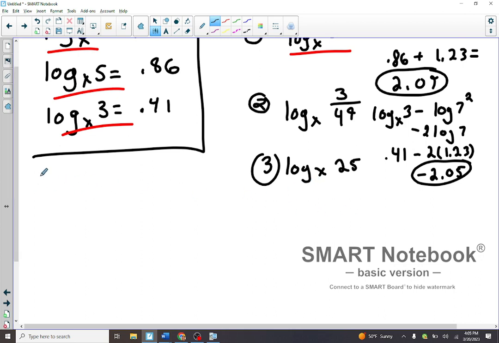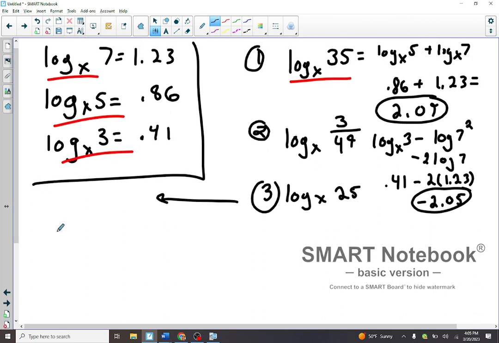Last one, log of 25. I'll do it over here. Wait, no, I have a question. Oh, go ahead. For the 3 over 49? Yes. Do you do 7 times 7? Like, do you do 7 two times? You can do 7 two times, which is 7 squared. But because it's squared, I can move that to the front. So I put the 2 in front.